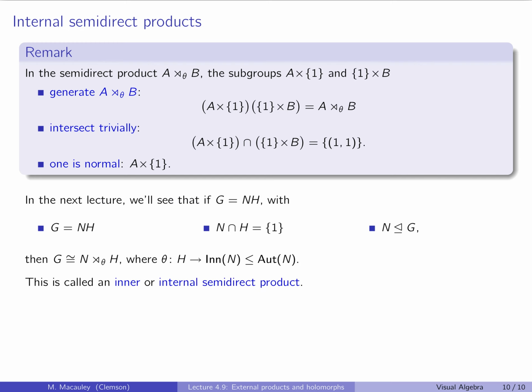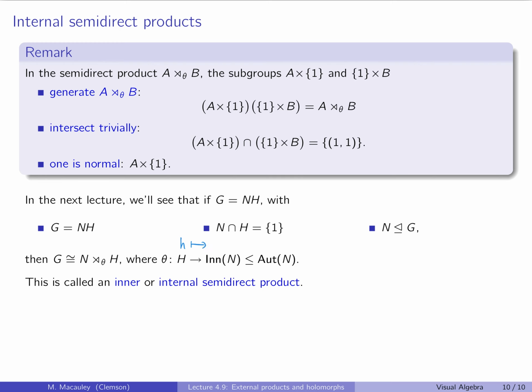In the next lecture, we'll see that anytime we have a group with 2 subgroups N and H that generate G, intersect trivially, and one of them is normal, then we have a semidirect product. So G is actually isomorphic to the semidirect product of these 2. And that begs the question, what is the automorphism? And that is an inner automorphism. So it's a thing that maps every element in H, let's call it H, to just conjugating by H.